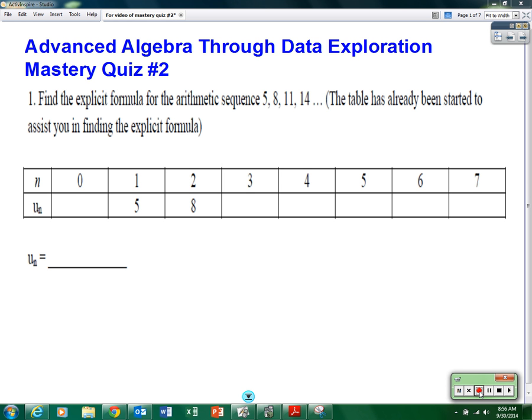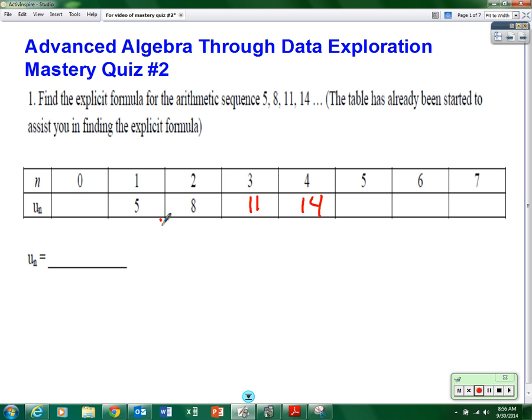Okay, part of the table has already been started for you, so let's fill in some more. So we have already got the first number in the sequence is 5, the second is 8, the third would be 11, and the fourth would be 14. Okay, that's enough to establish the pattern. What do you see?